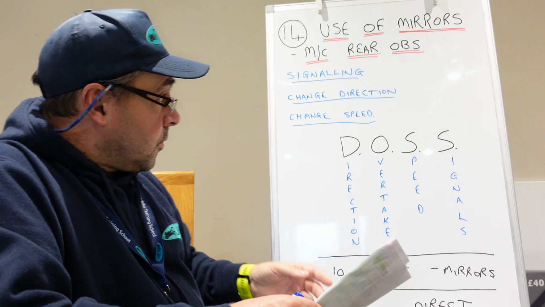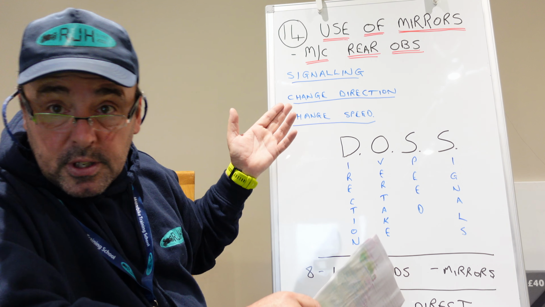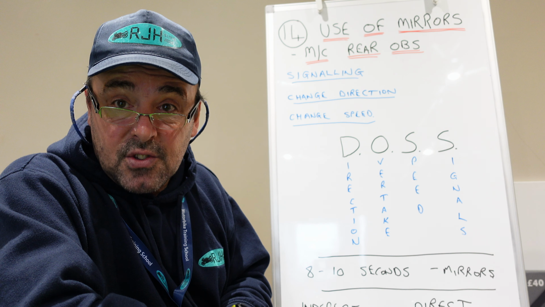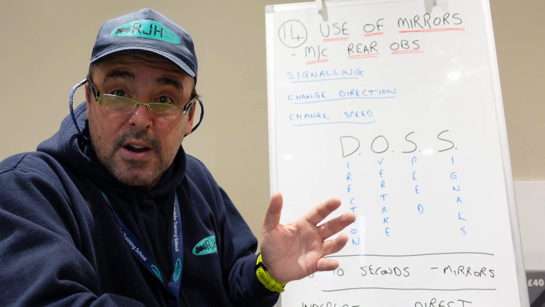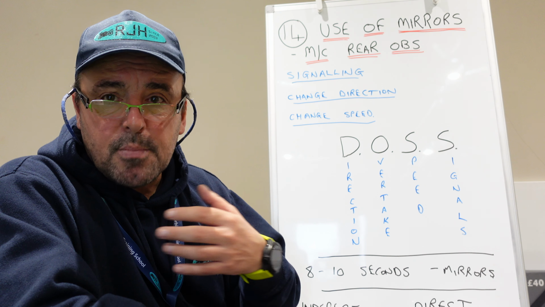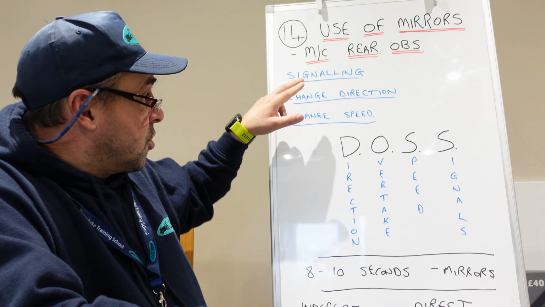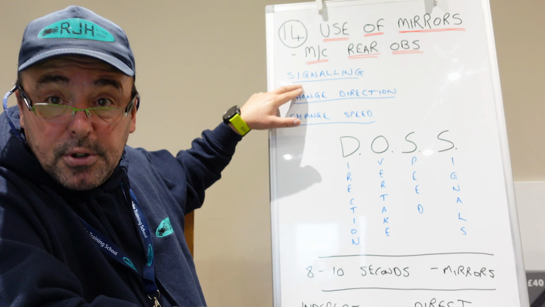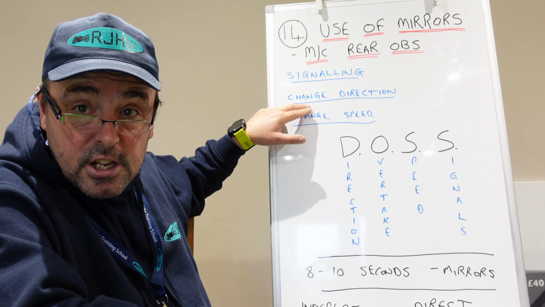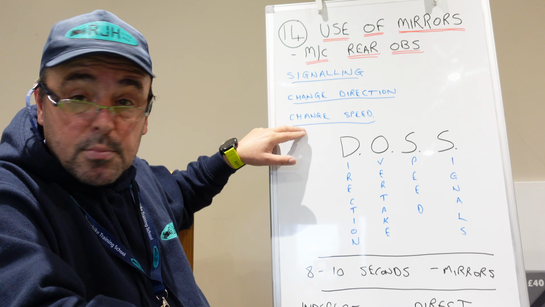You really want to be looking in your mirrors every 8 to 10 seconds. So if you're out and about, around about 8 to 10 seconds. Don't be robotic with it, just make it natural. But you certainly want to be checking your mirrors before you signal, before you change direction, and before you change speed.